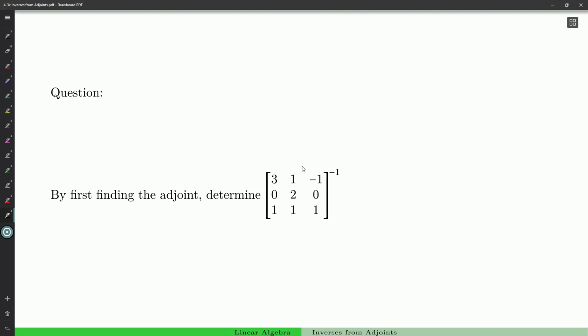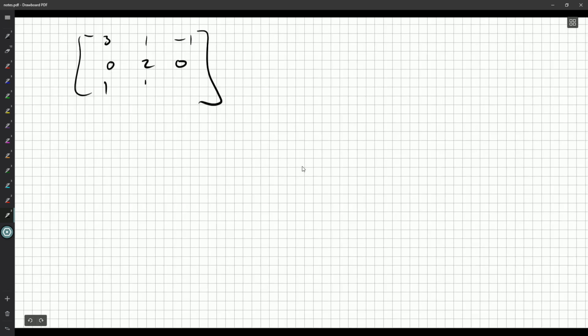By first finding the adjoint, determine the inverse of the matrix 3, 1, negative 1, 0, 2, 0, and 1, 1, 1. Okay, well, let's get to work finding the adjoint.